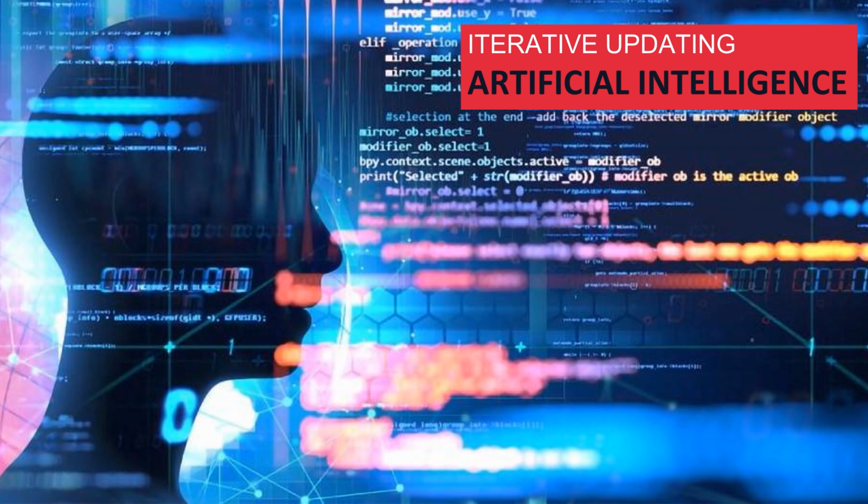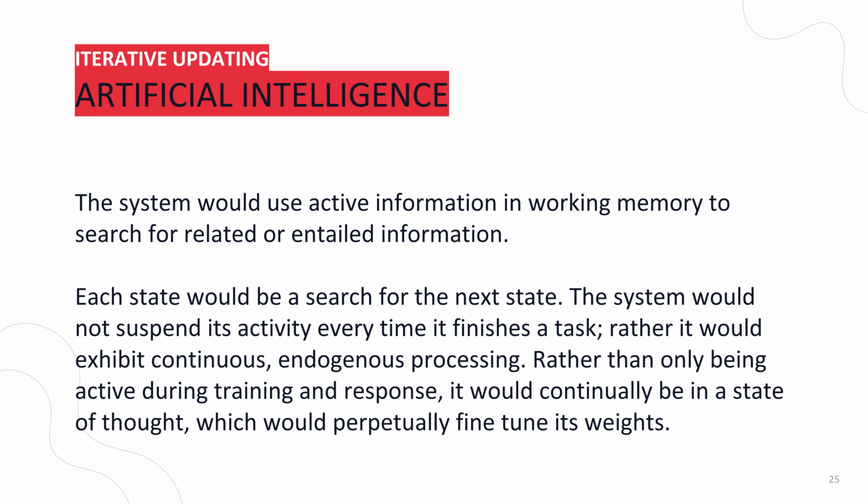The model described here could be used to inform the construction of a multi-modular neural network AI architecture that harnesses ICSSC for use in pattern recognition, analytics, prediction, adaptive control, decision-making, and response to query. The system would use active information in working memory to search for related or entailed information. Each state would be a search for the next state. The system would not suspend its activity every time it finishes a task, rather it would exhibit continuous endogenous processing. Rather than only being active during training and response, it would continually be in a state of thought, which would perpetually fine-tune its weights.